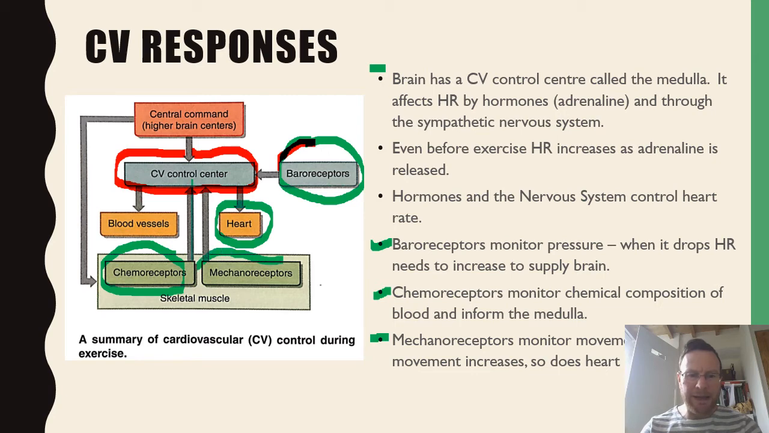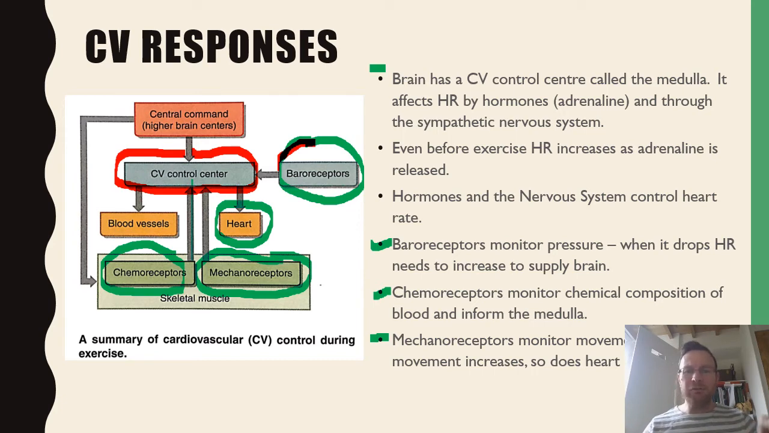So our mechanoreceptors monitor movement, so mechanical movement. So as muscles contract, relax, as limbs move, this again informs our control center that movement is happening and there's a need to increase heart rate. So all in all, what you've got here is this nice sort of picture, and the concept we need is that to meet the demands of exercise, our brain needs to know what's going on with the body, what activities it's doing, and how to respond accordingly.